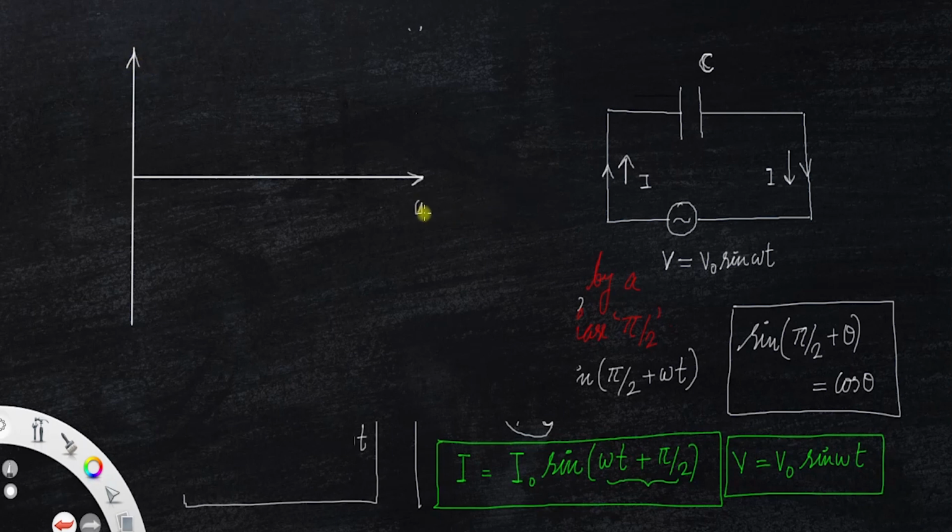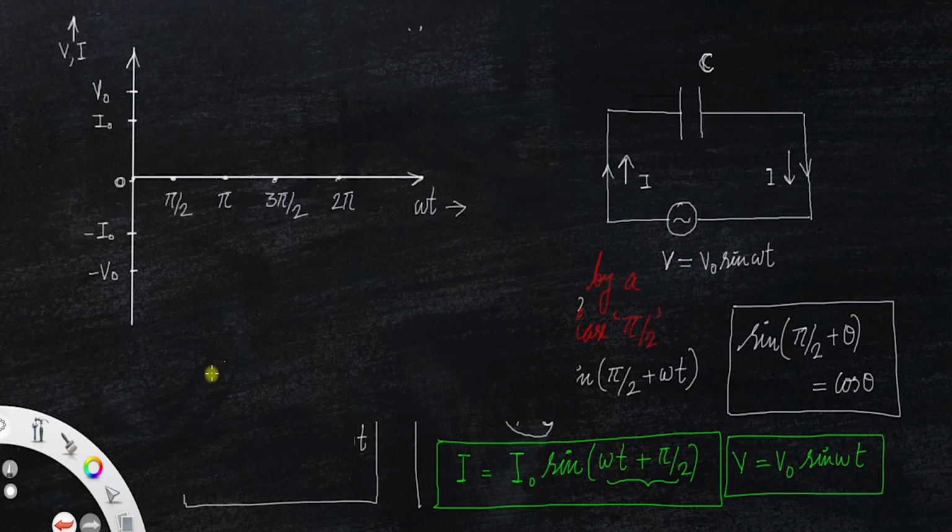Let the x-axis be represented by omega t, and let's mark here the peak voltage V0. Below it, let be the I0. Here also it is minus I0, and here it is minus V0. On the y-axis, we can represent both the voltage and current. Let's mark the points in terms of angle, that is 0, pi by 2, pi, 3 pi by 2, and 2 pi.